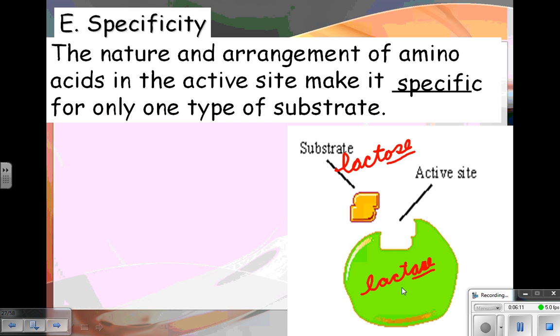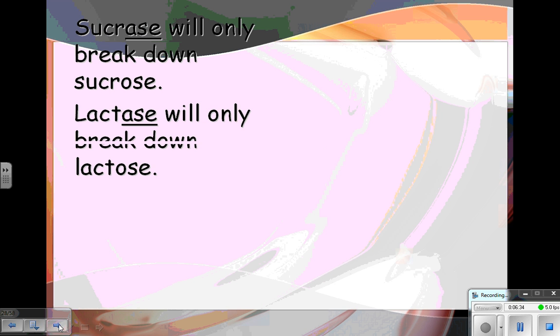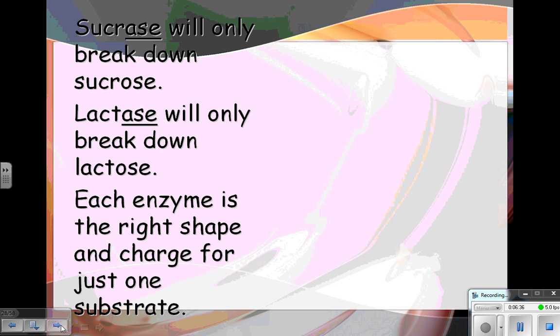This enzyme will work with lactose again and again, and another lactose, and another lactose, but it will not work with any protein. It won't break down lipids. It won't even break down a different sugar. So it's very, very specific just for lactose. Sucrase, for example, that's -ase, meaning an enzyme, will break down only sucrose, which again is a sugar. Lactase will only break down lactose.